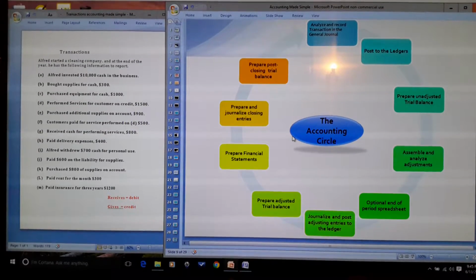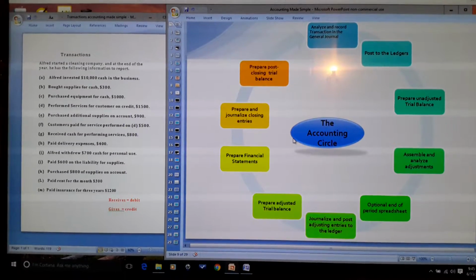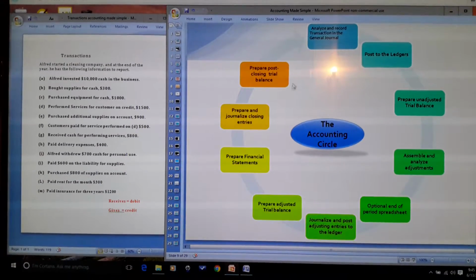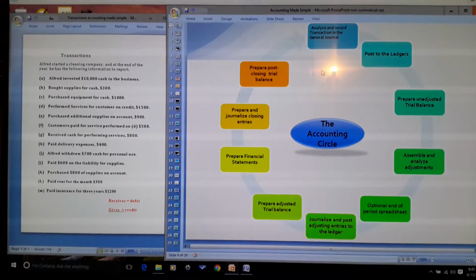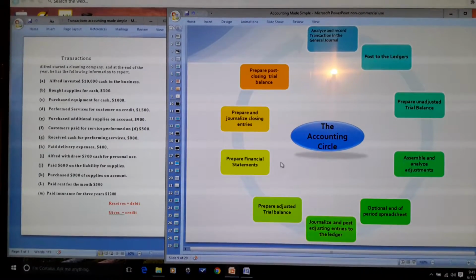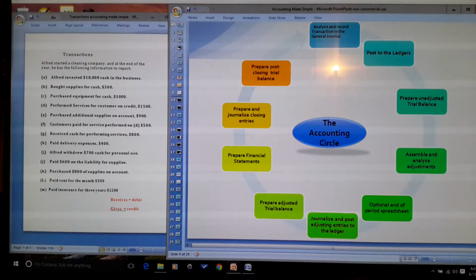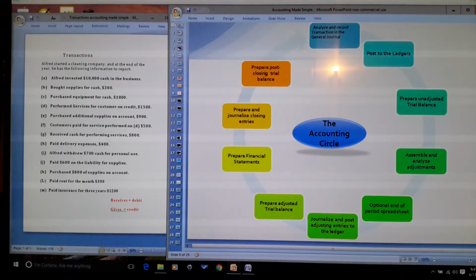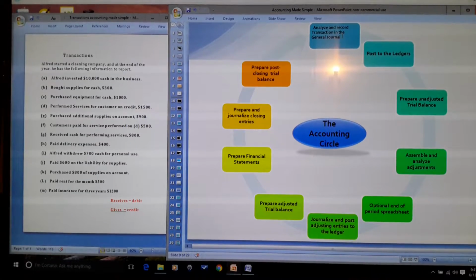Hello everyone, here I am going to discuss the accounting cycle and make sure that I use these transactions to explain how this accounting cycle gets to the 10th step. There are 10 steps of this accounting cycle.